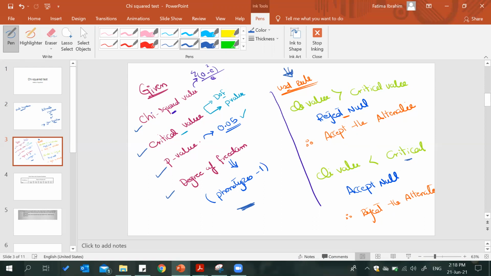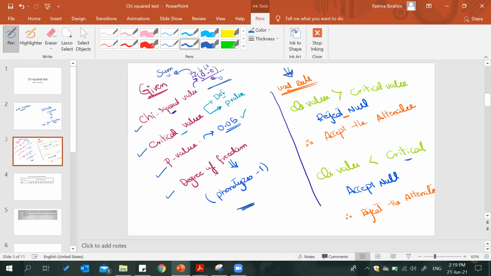طيب, fine. How can I get the chi-squared value? By using this formula: (O minus E) power of 2 over E, اللي هي observed minus expected over expected, وهنا كان عندي power of 2, and the sum. Sum of what? Sum of all different phenotypes that have been given.